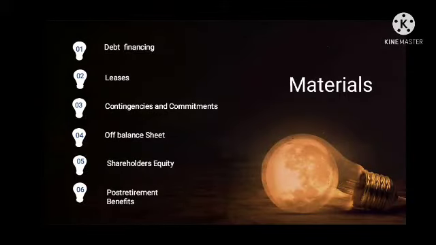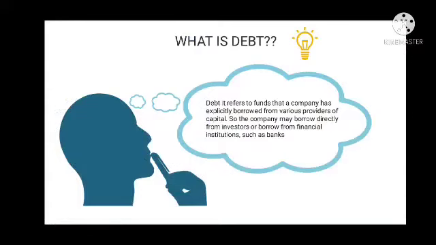So, our material is divided into 6 sub-bab. First is debt financing, the second is leases, third is contingencies and commitments, the fourth is off-balance sheet, fifth is shareholder equity, and the last is post-retirement benefit.